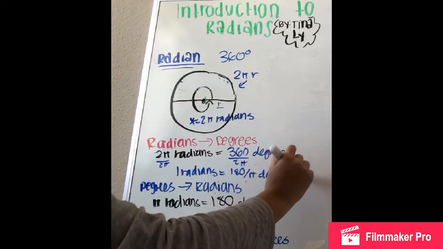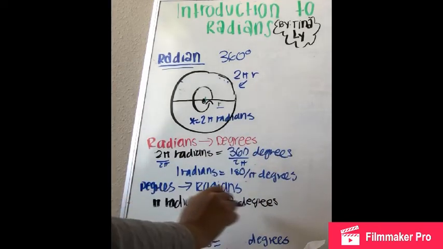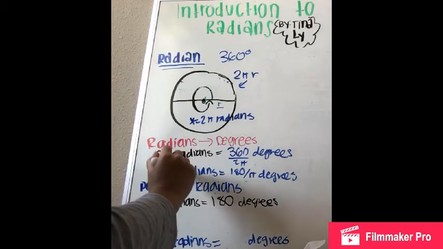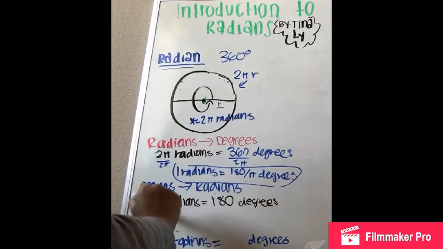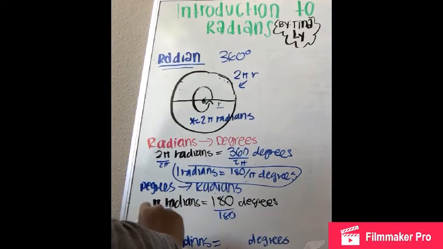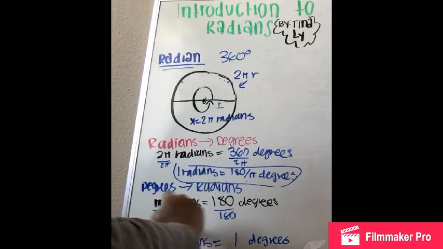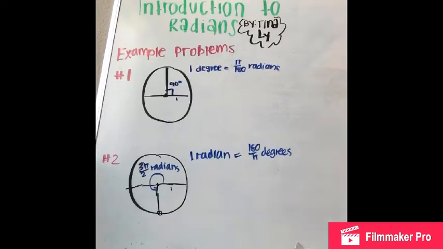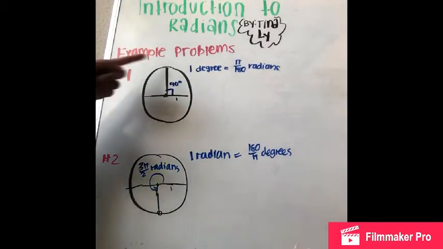On the other hand, let's try to find the radian measure of 1 degree. We first start by dividing both sides by 180, which gets us to pi over 180 radians equals 1 degree. With this, we can convert degrees to radians. Now, let's move on to example problems.